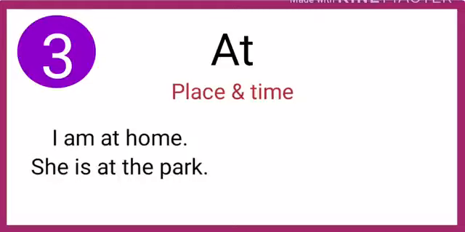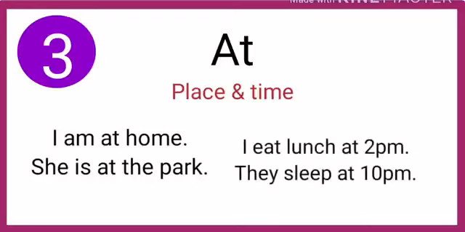Look at these examples. We use at preposition for time. I eat lunch at 2 p.m. They sleep at 10 p.m. So, we use preposition at for place and time. At 2 p.m. and 5 p.m., at 10 p.m. We use at for time.